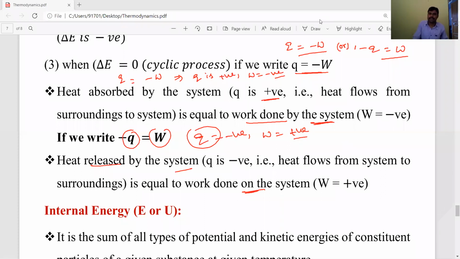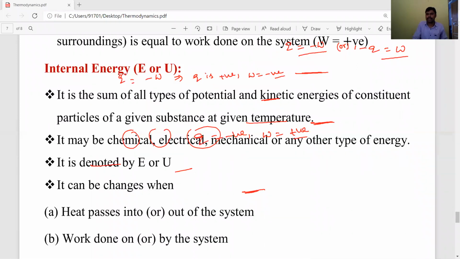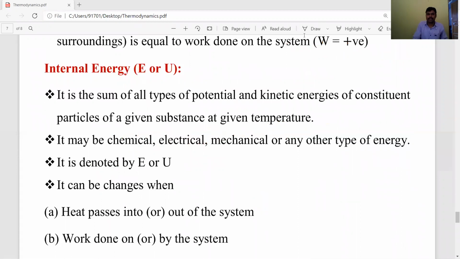Let's see the next important one, which is internal energy. Internal energy is already an extensive property and also a state function, as we discussed. So what is internal energy, its importance, how to calculate the change in internal energy, and some important points regarding internal energy, enthalpy, entropy, and Gibbs free energy, all based on the second law of thermodynamics, we need to discuss in this chapter.